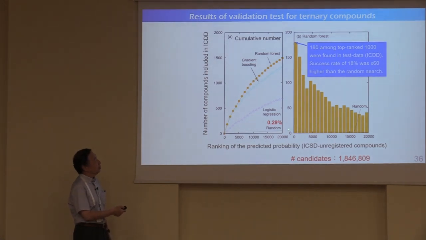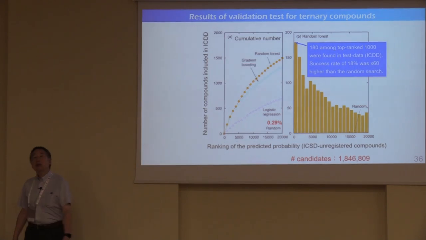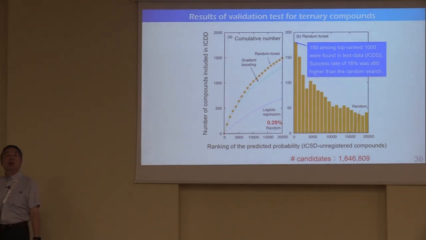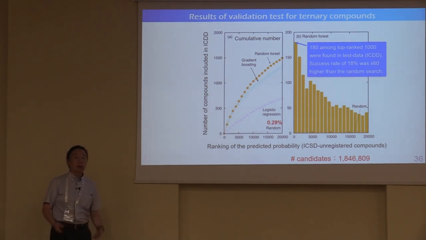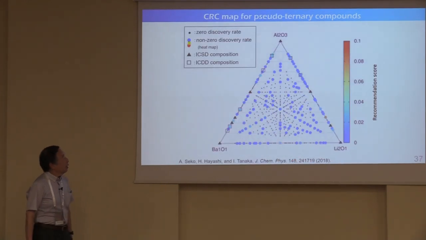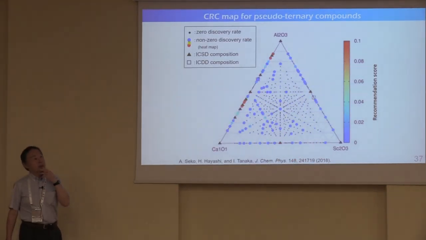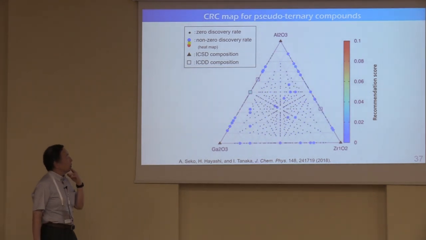Random search can produce just 0.29%. This is quite low and this is quite high. So this is quite successful, and we thought it is more or less good enough to show to the experimenters. And actually, it is very difficult to show to the experimenters, but we made some way to show that.